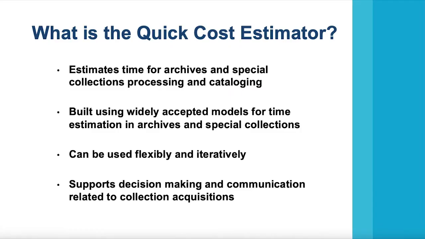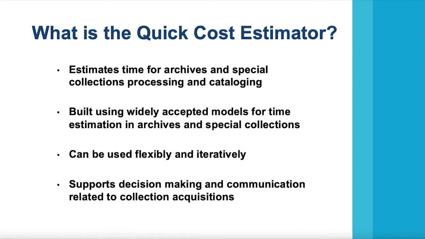So, what is the Quick Cost Estimator? It is a spreadsheet that allows you to make broad estimations of the time required to catalog or process materials in archives and special collections. As its name suggests, it's meant to provide estimates, not exact predictions of costs or time. Its calculations are based on existing, widely accepted models for time estimation for bibliographic cataloging and archival processing.